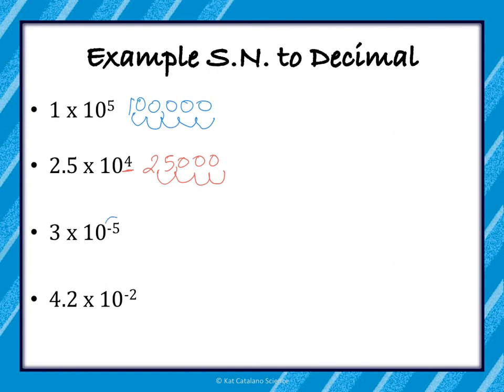In my next example, I have a negative 5. That means I'm going to be moving my decimal to the left and making a smaller number. So I'm going to start by writing my 3 over here. And I'm going to move my decimal 1, 2, 3, 4, 5 spaces. And fill those spaces in with zeros. Last example. I have 4.2. I need to move my decimal 2 places to the left. So 1, 2. That becomes 0.042.